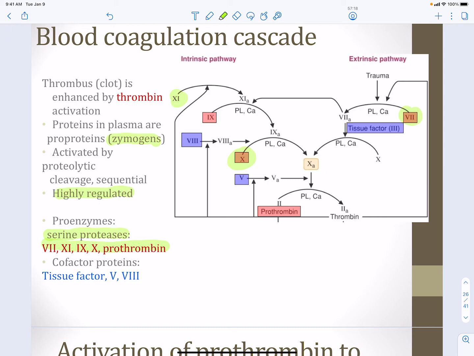And then I have listed here all the cofactors that are important for, you can think about them as, amplifying this blood coagulation cascade. And those are shown in blue. So your tissue factor is a cofactor. Factor 5 and factor 8 are also cofactors.